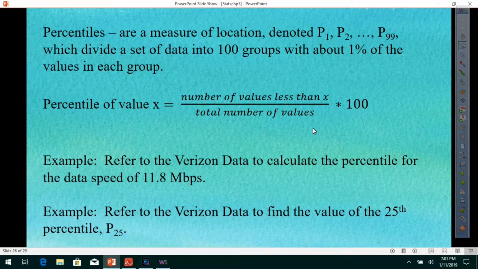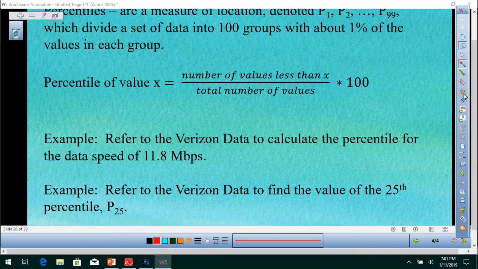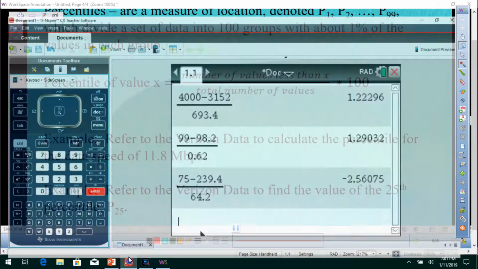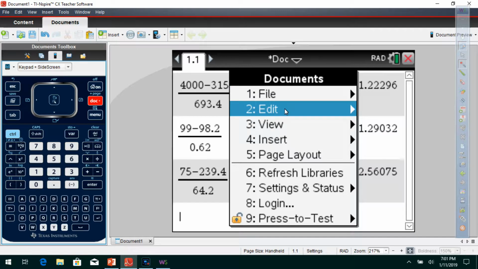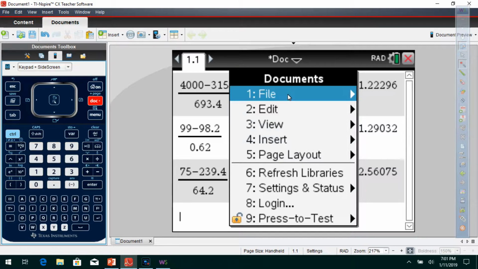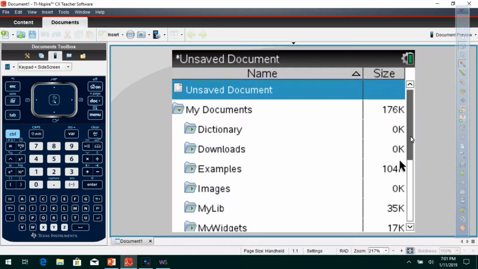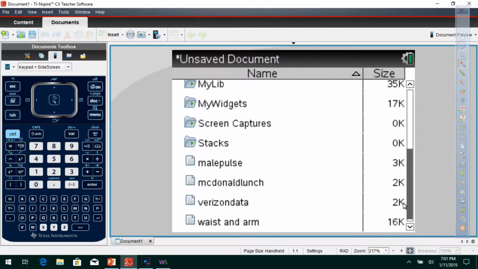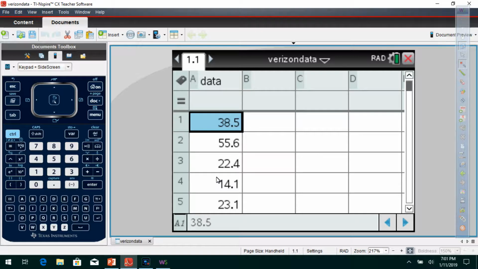Now, that may sound a little bit vague right now, so let's go to our calculator. We're looking for the Verizon data, and I went ahead and put it in. When you put these in your calculator, this is how you find them: open doc, and then Verizon. Oh good, it's in there. Verizon data. I don't want to save. All right, so there's my data.